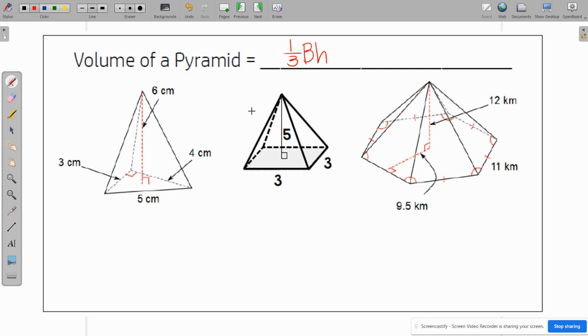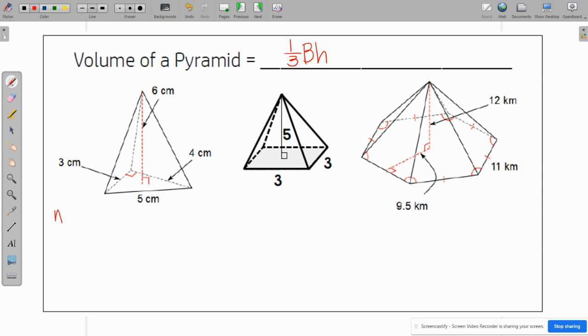So let's try a few examples. Our first example, we have a triangular pyramid. So this triangle down here is the base of the pyramid. We can see that one leg of this triangle is 3 centimeters long, and the other leg, which is perpendicular to it, is 4 centimeters long. And the hypotenuse is 5 centimeters.